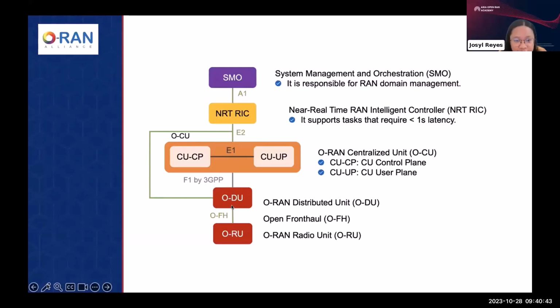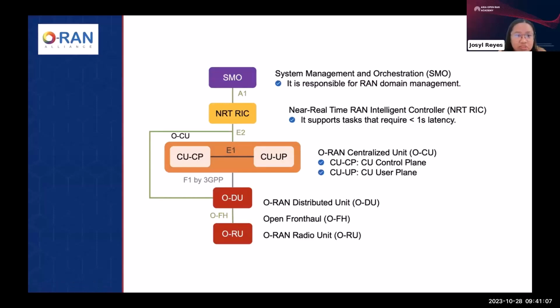So ulitin ko po, ito po yung front haul, ito po yung mid-haul. Mid-haul is F1, yun po yung name niya talaga. Mid-haul is the generic term, F1 is yung specific na interface. And then, connecting this CU papunta pa sa ating core network would be the backhaul.